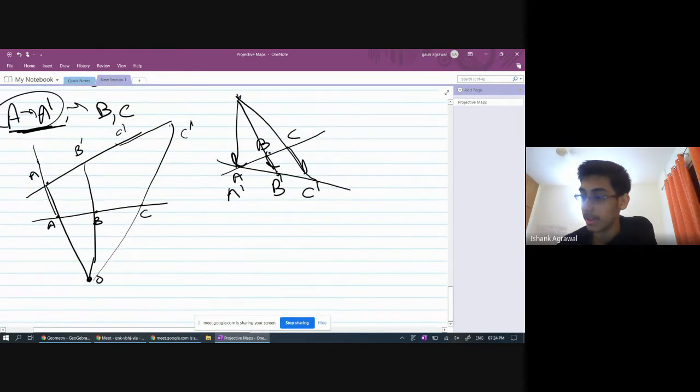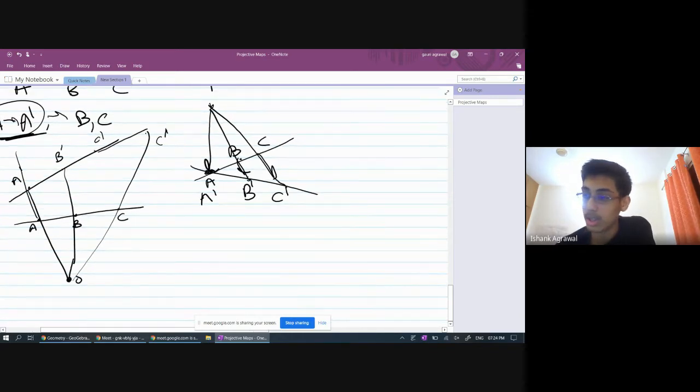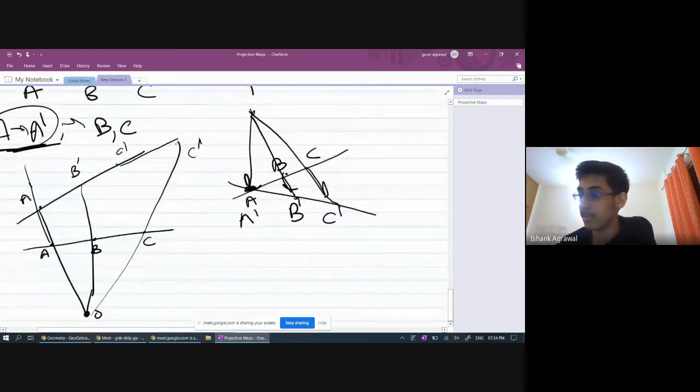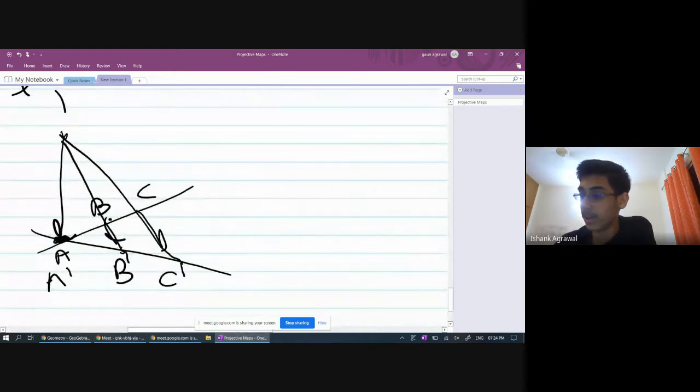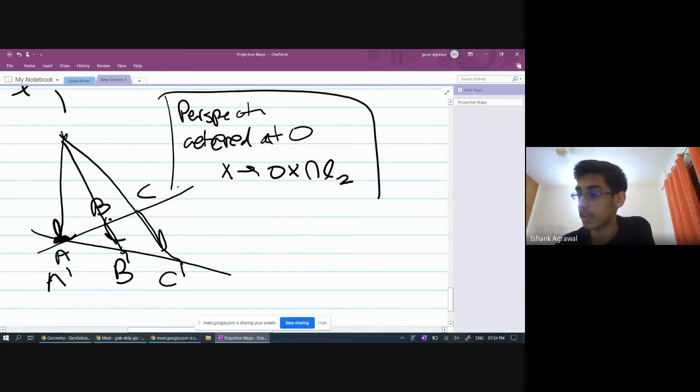Okay. Exactly. So what we'll do is we'll construct a... So A will remain fixed. So I'll just rigorously define what a perspectivity is really quickly. A perspectivity centered at O takes a point X to OX intersection line L2. That's a rigorous definition of perspectivity.